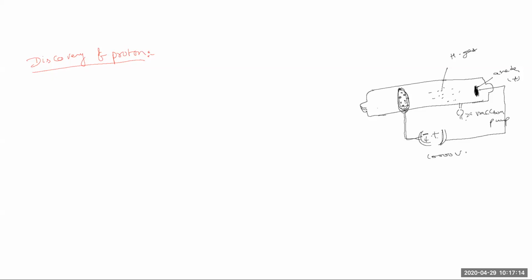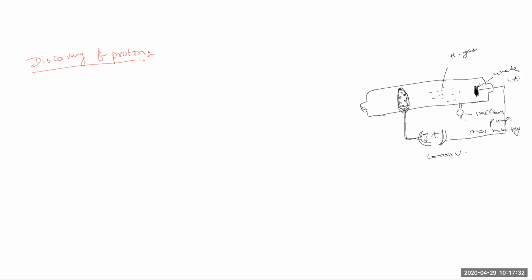So here the pressure is reduced. What is the pressure inside the tube in this case? Around 0.01 mm of Hg. Mm of Hg means it is almost negligible pressure. The pressure is reduced in this tube. So now some radiations are emitted.